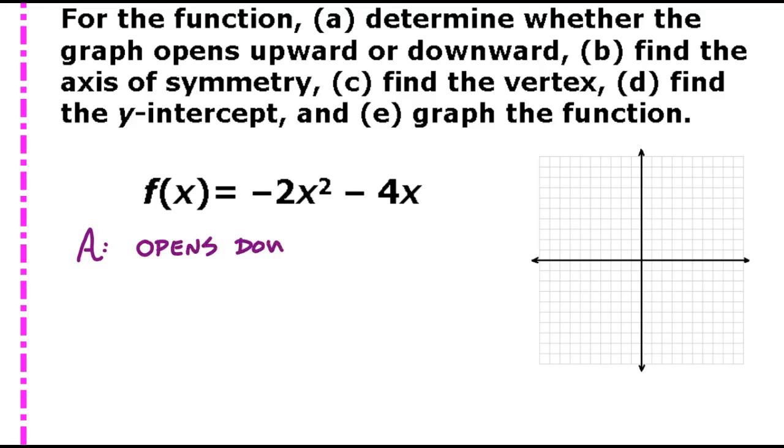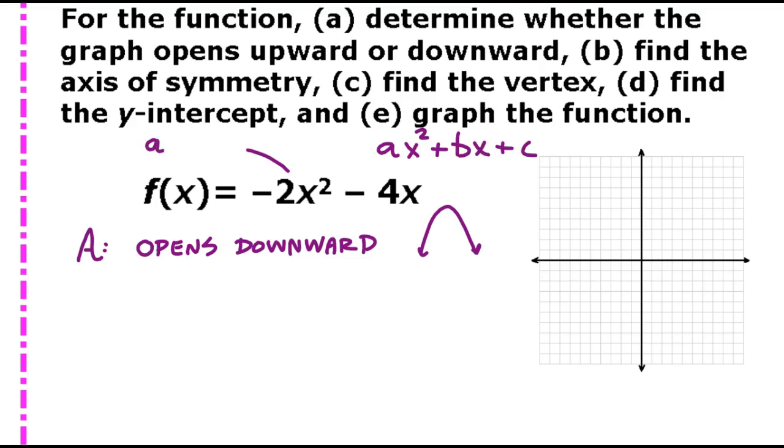You know that it opens downward because the leading coefficient, which is my a value, is negative. The reason being is that if I have my standard equation ax squared plus bx plus c, if the a value is less than 0, it opens down. If the a value is greater than 0, it opens up. So that one opens downward.